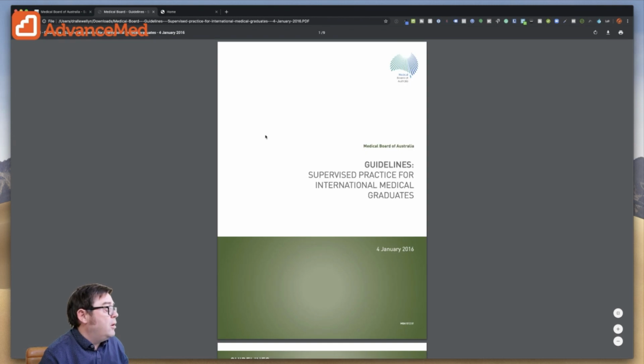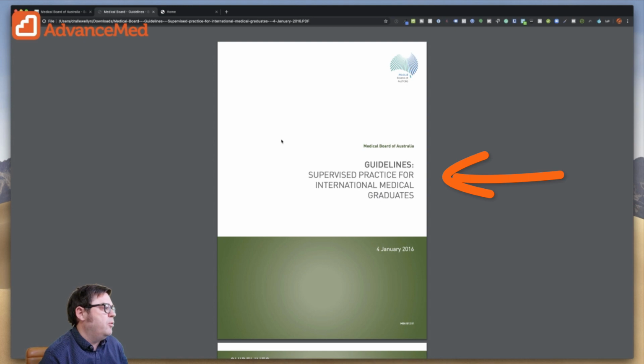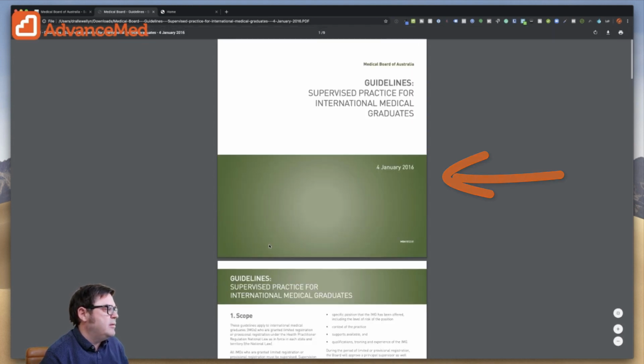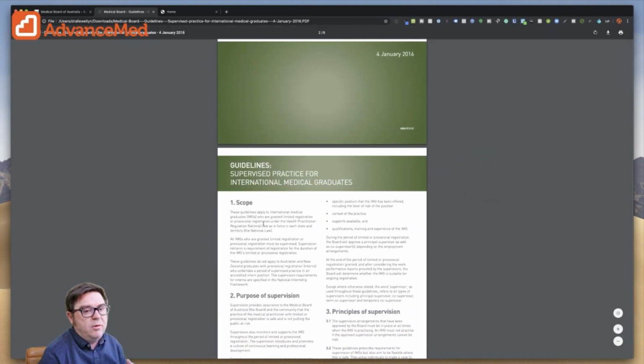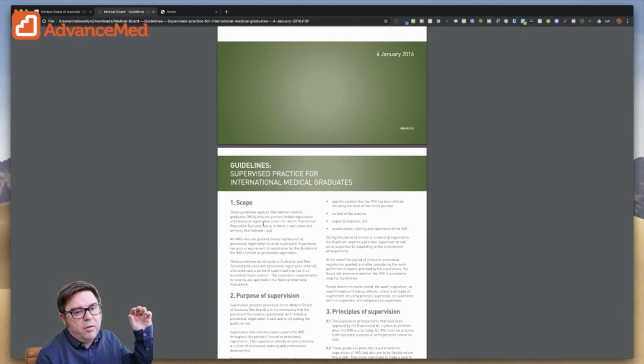So here we are, guidelines for supervised practice for international medical graduates dated 4th of January 2016. This will be informative to a number of viewers coming through the standard pathway, competent authority pathway, specialist pathway, really, because once you get a job and get registered, these are the rules under which you're supposed to be working, particularly in relation to your supervisor.